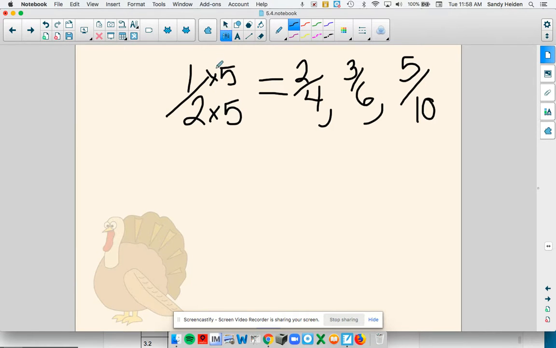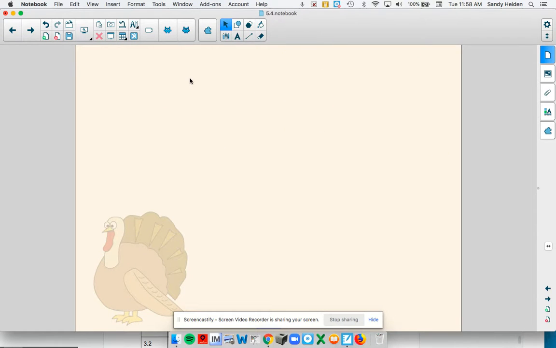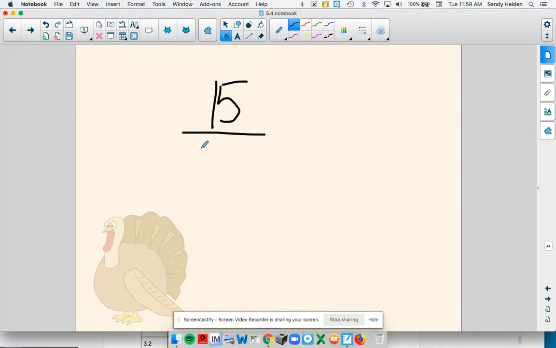So you can always multiply by any number you want. As long as you do the top and the bottom times the same number, it'll be equal or equivalent. You can also divide, which is called simplifying. So if I have 15 over 20, and I need to find the equivalent, I could also divide.